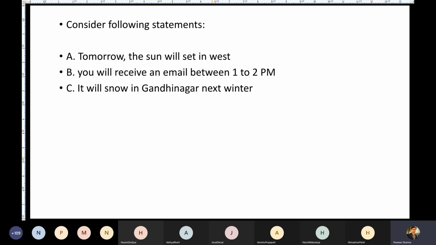So with this context, now let me present this situation to all of you. There are three statements written here, A, B, C. Please read these statements. Nirbhay, can you read A, B, C?